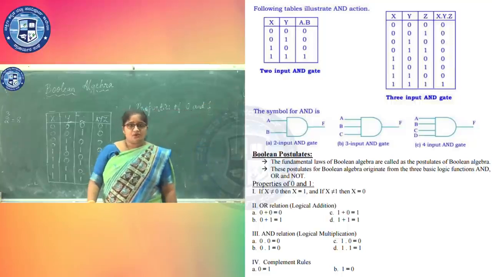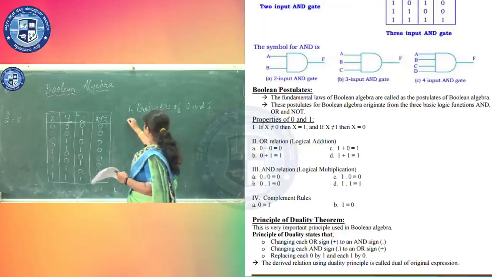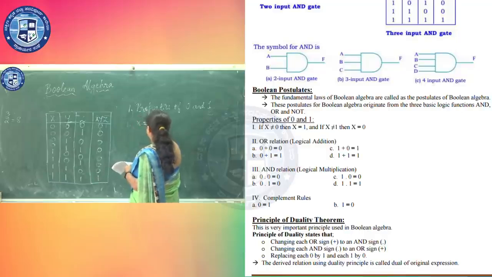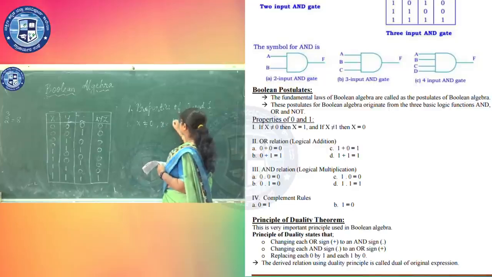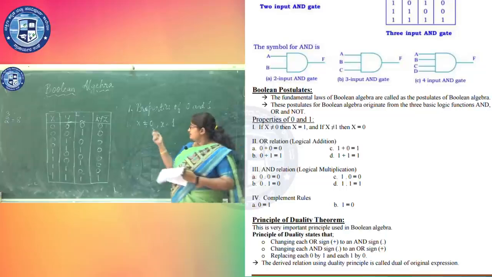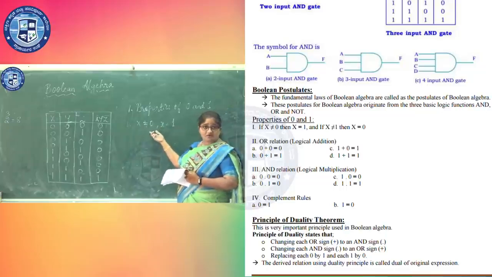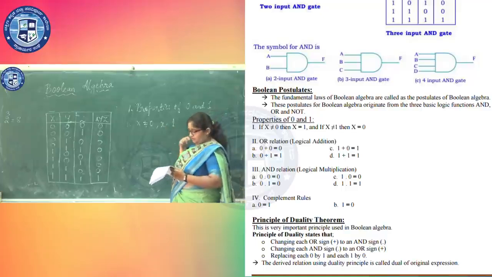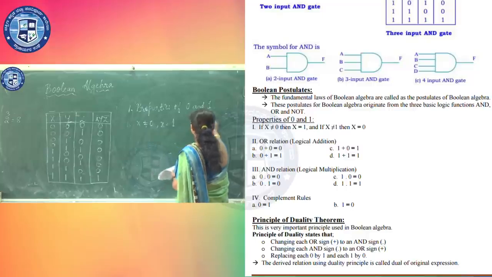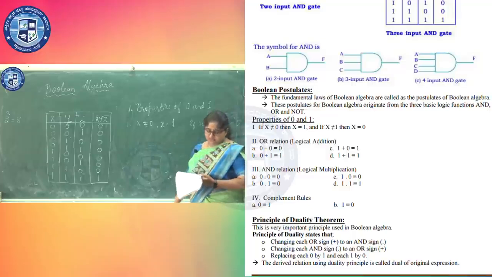properties of 0 and 1. So please look at the notes given there. First one says, if x is not equal to 0, then x must be equal to 1, because in Boolean algebra we have only 2 values, that is either 0 or 1. If the value of x is not 0, then it is obviously 1. Next, if x is not equal to 1, then x is equal to 0.